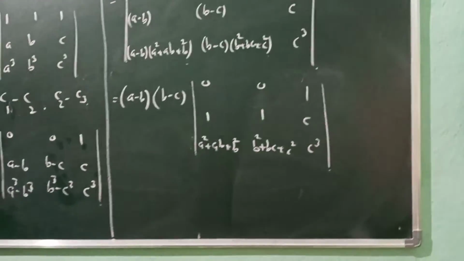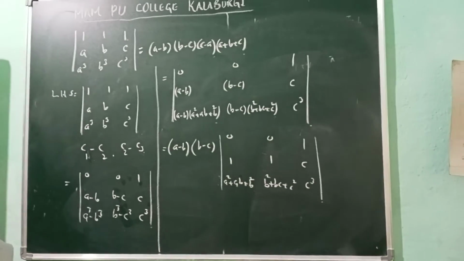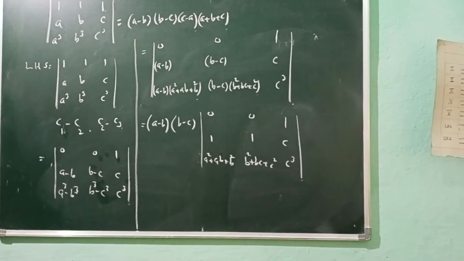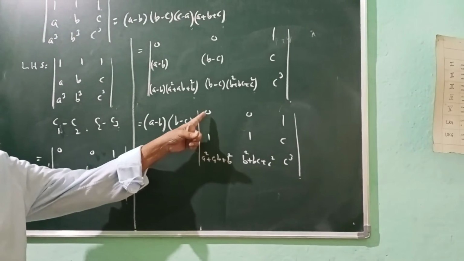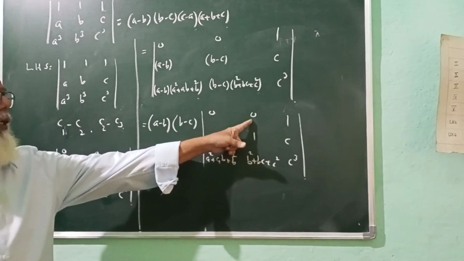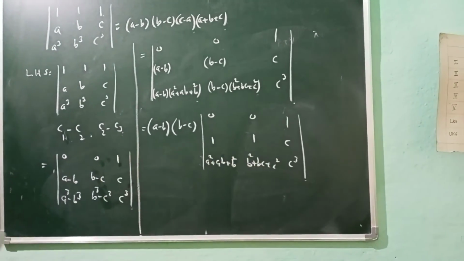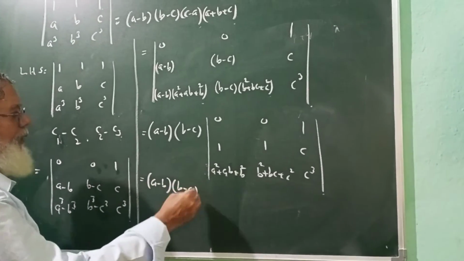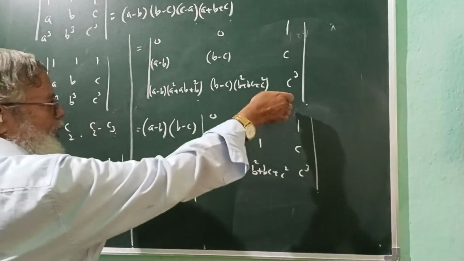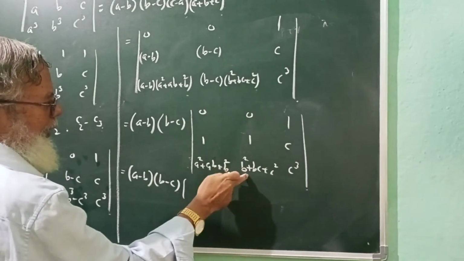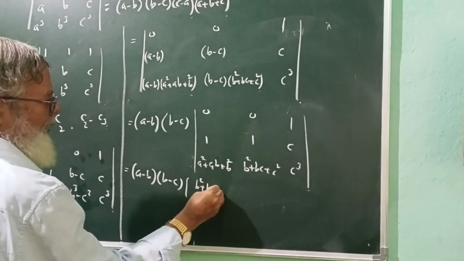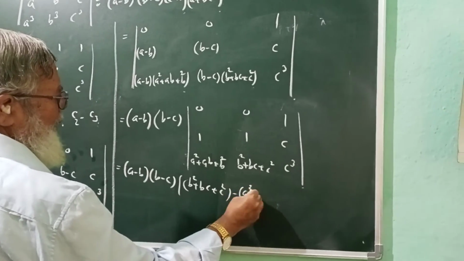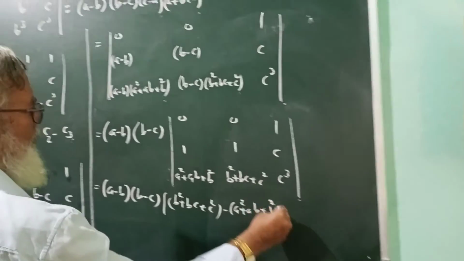Now here you see there are two consecutive zeros. That will normally give maximum simplification. Because to expand it by the first row, 0 into anything will be 0, minus 0 into anything will be 0, and 1 into this we have to expand. Let us expand. It is A minus B, B minus C, 1 into this, we will leave this column, we will leave this row. 1 into this, B square plus BC plus C square minus A square plus AB plus B square.